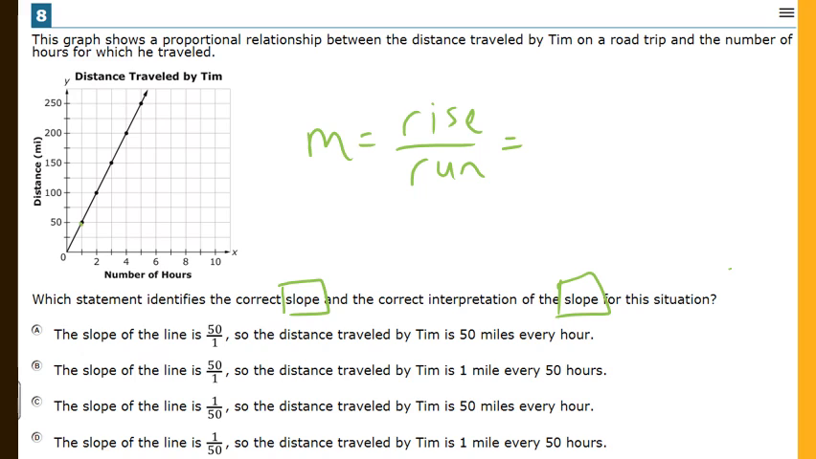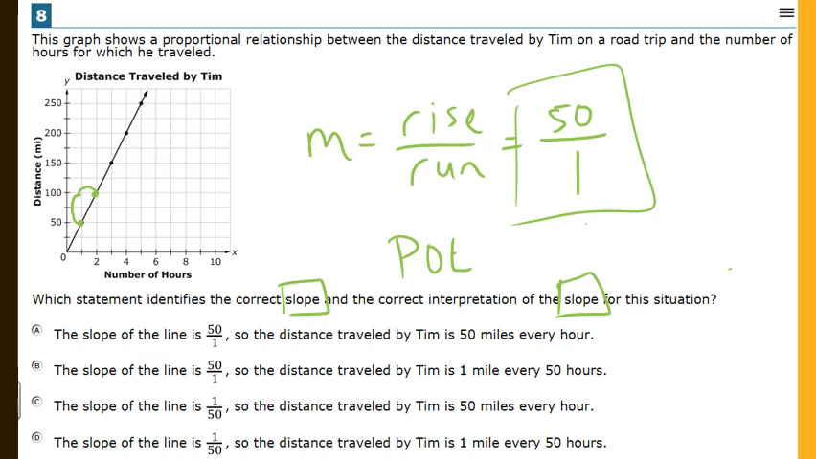So if I pick these 2 points that I'm highlighting in green, my rise value, if I go from 50 to 100 here, I go up 50. And if I go over from 1 to 2, all I'm doing is going over 1. So my slope here is 50 over 1. Now again, using process of elimination, just by finding the slope, you now know that C and D can't be your answer because they don't even have the right slope value.